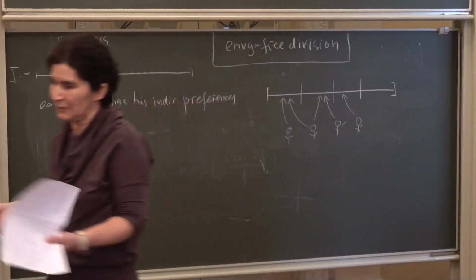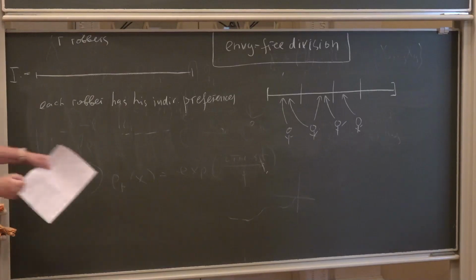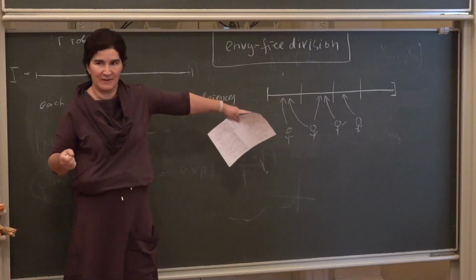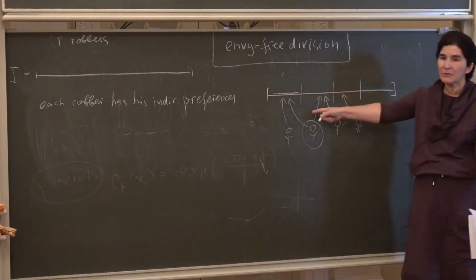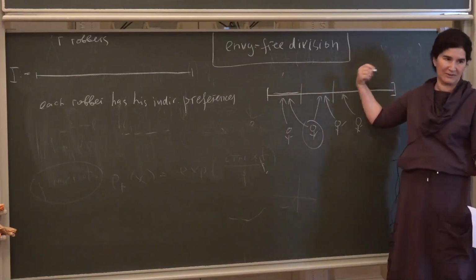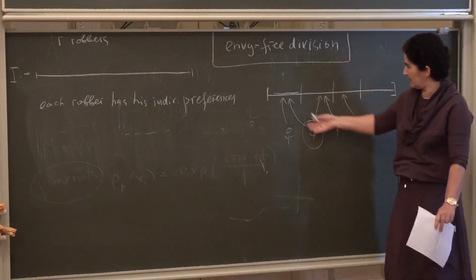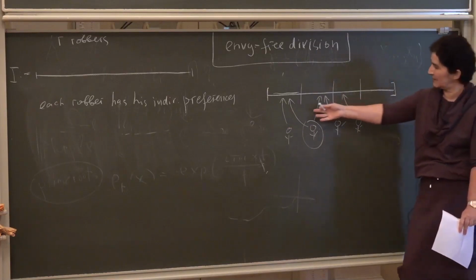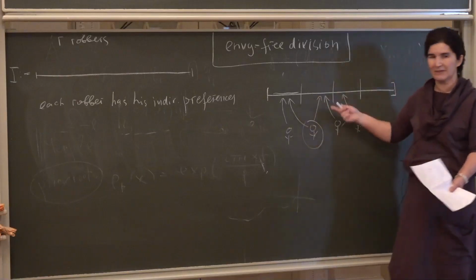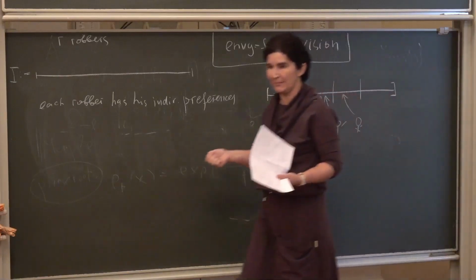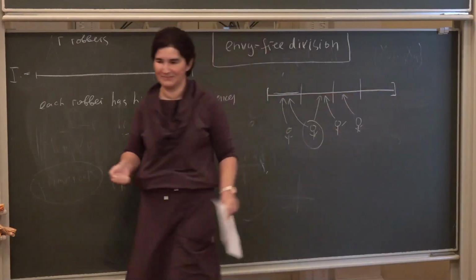So the rule is that whatever way I cut the necklace into R pieces, each of them should prefer at least one of the parts. This means that if, say, this robber gets this piece, then he would not envy the other robbers who get the other pieces. Now you see that if the preferences are like I have depicted here, then it is impossible to allocate the pieces to the robbers in such a way that everybody will be happy, because nobody wants the last piece.